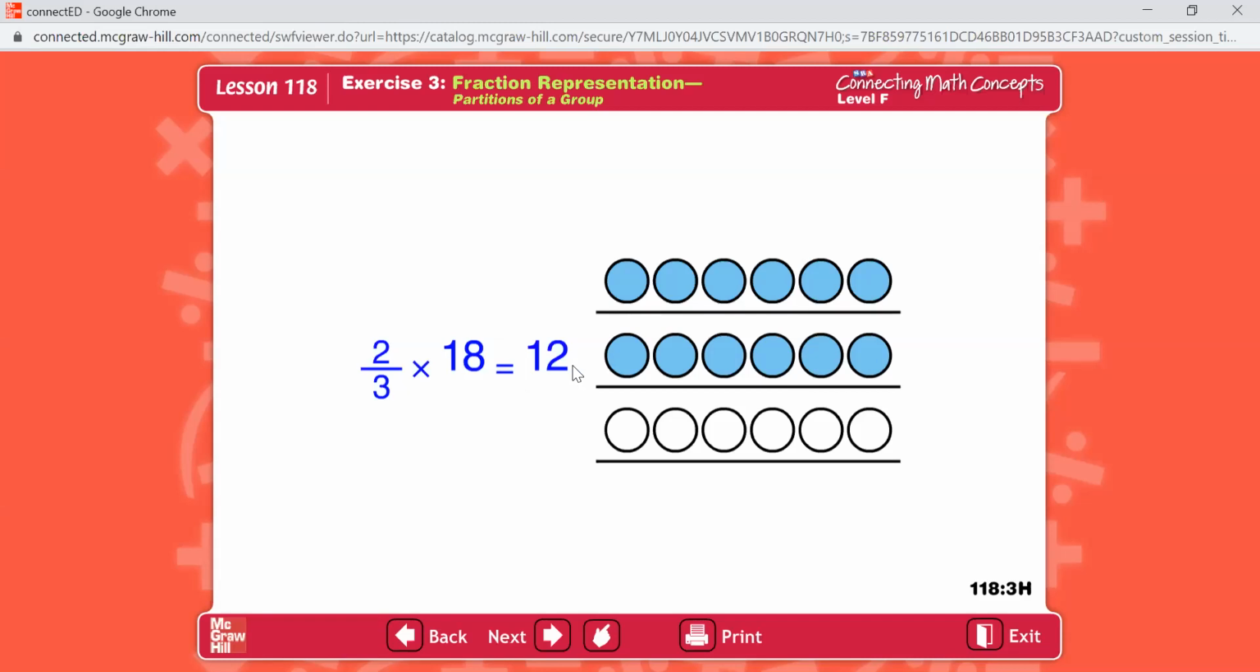Now, how would it look if it was 3/3? It would be 3/3 times 18 equals 18. Remember, this basically equals 1. So 1 times 18 equals 18 because you have one whole here.